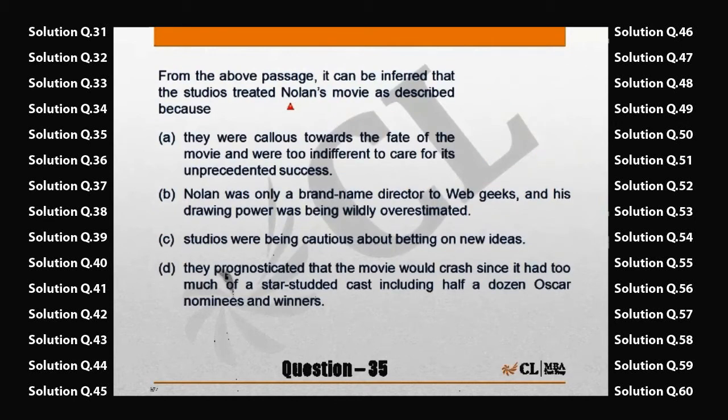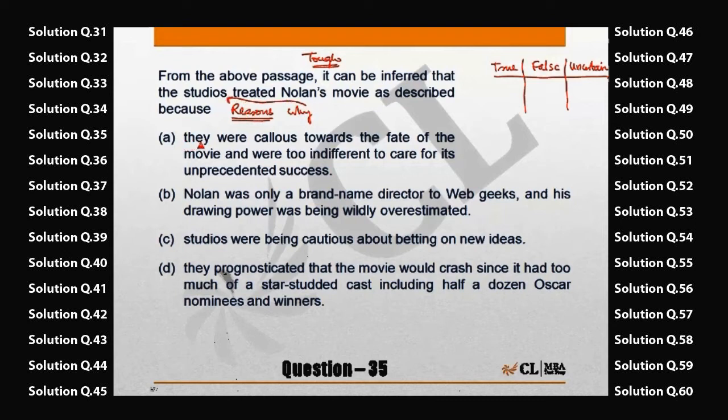Let's look at question number 35. This was a tough one. We'll have to look at options which are true, eliminate options which are false, and eliminate options which are uncertain. From the above passage, it can be inferred that the studios treated Nolan's movie as described before. So what we are looking at is the reasons why studios did what they did.